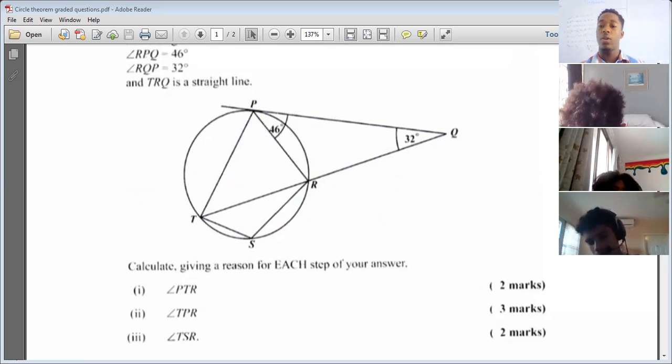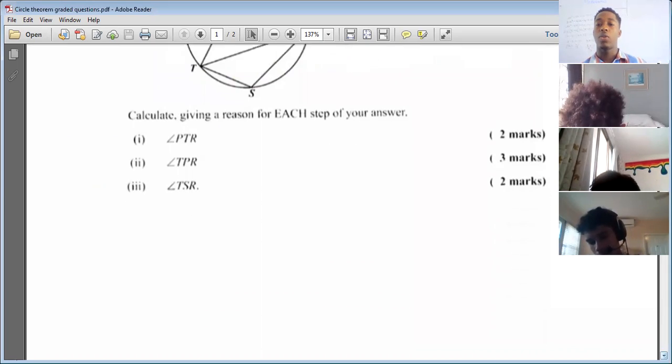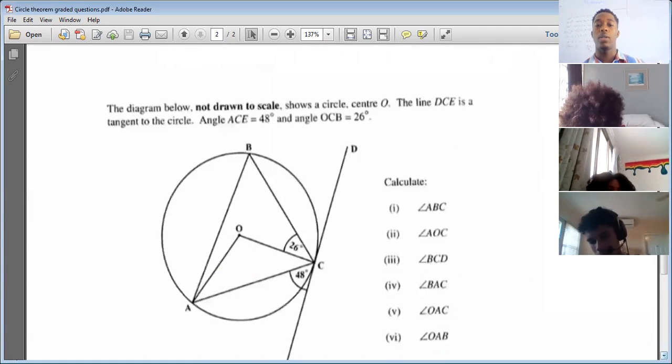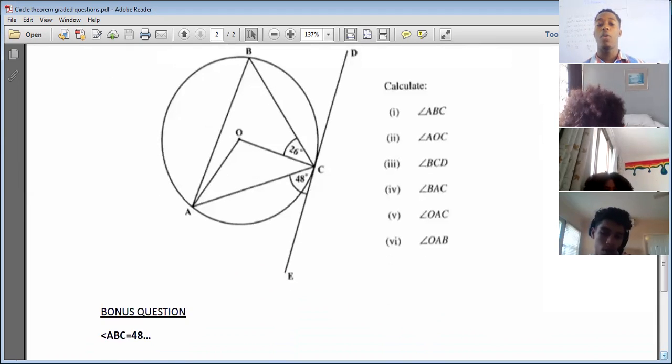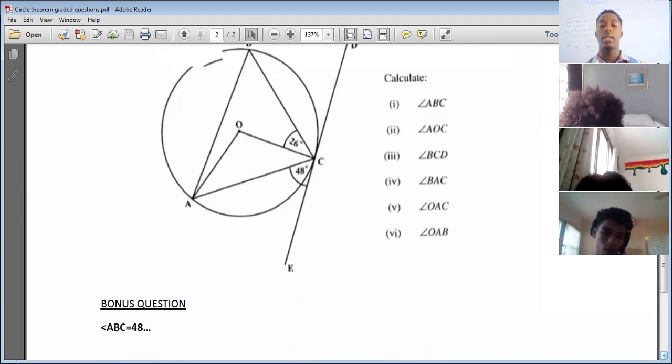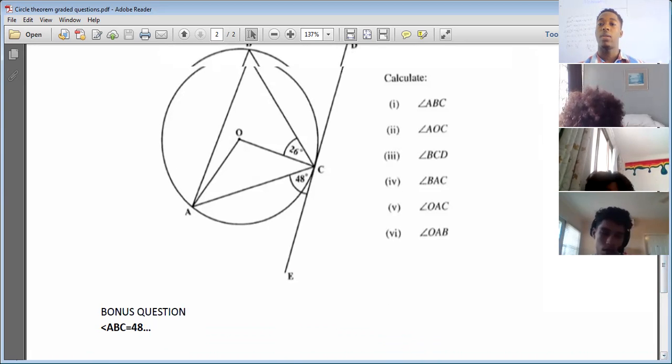So look at the screen now. You're going to scroll down, and this is what you're going to see. Oh yeah, and I gave you a bonus question. I gave you the first answer. ABC is equal to 48.